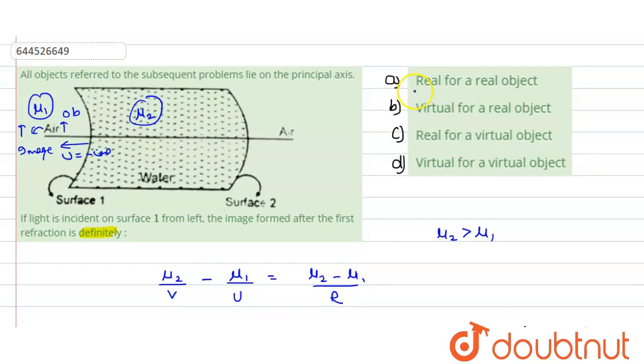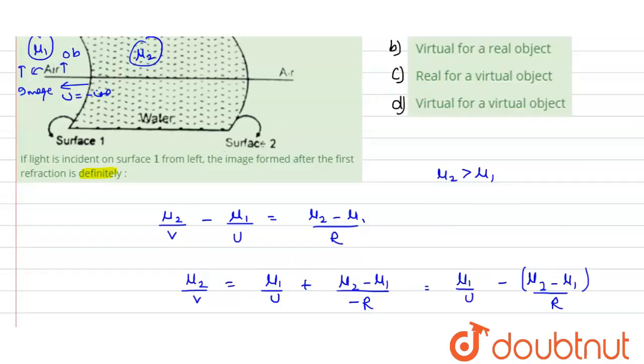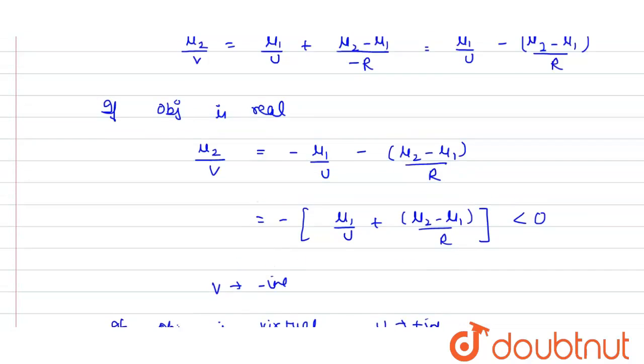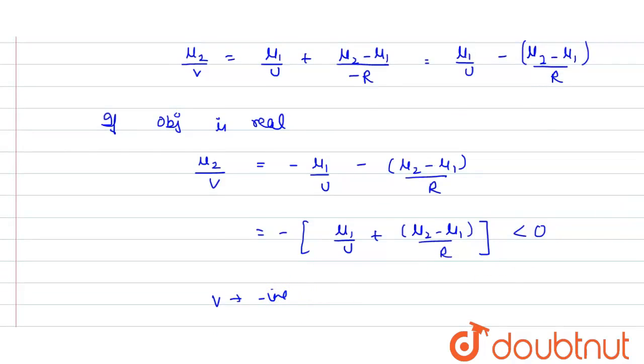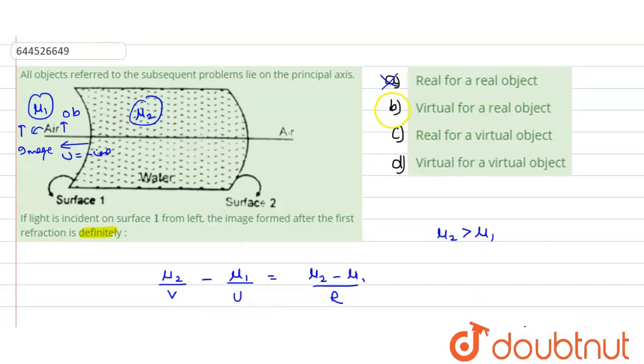So what is the thing which we can definitely say? Can we say real image for a real object? This is wrong, because for a real object, the image would be negative, that means virtual. So virtual image for a real object, this is correct. Real image for a virtual object, no. For a virtual object, we cannot definitely say anything, so this would be wrong. So the correct option would be option B.